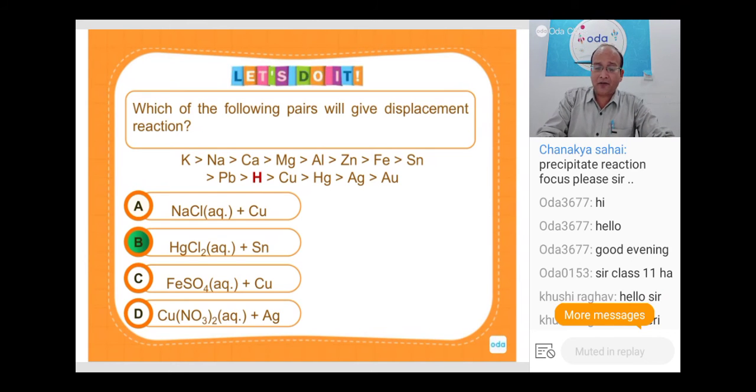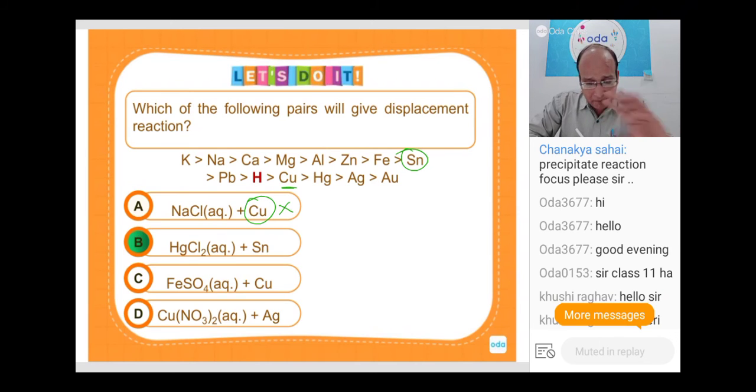Let's check it. You have the reactivity series in front of us. The first reaction: copper, if you put it in NaCl, copper is less reactive, so this reaction will not take place. Will the second reaction, B, take place? Tin is there, Sn.